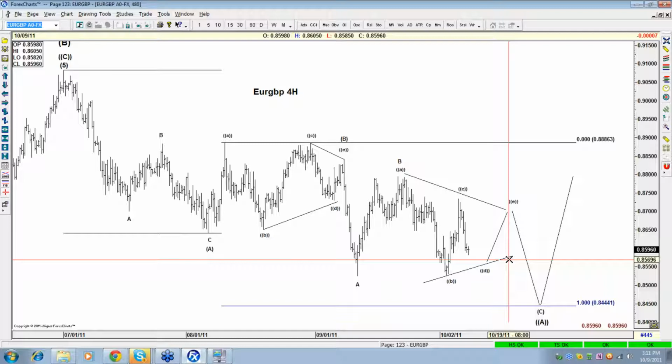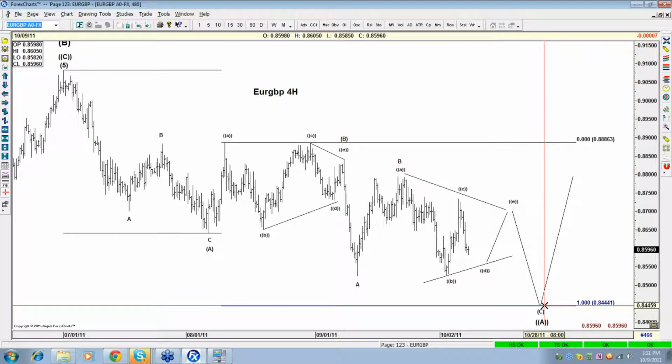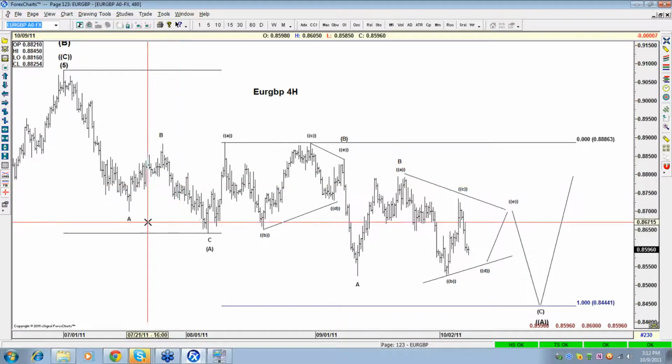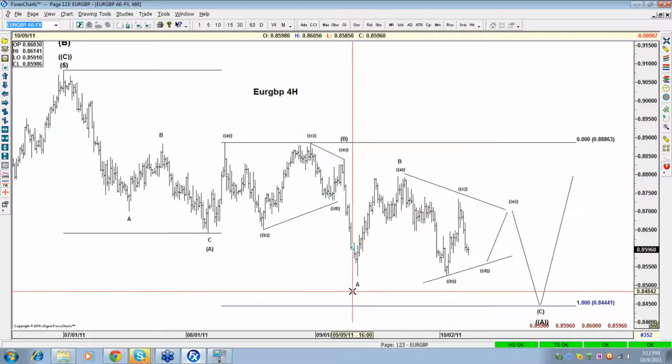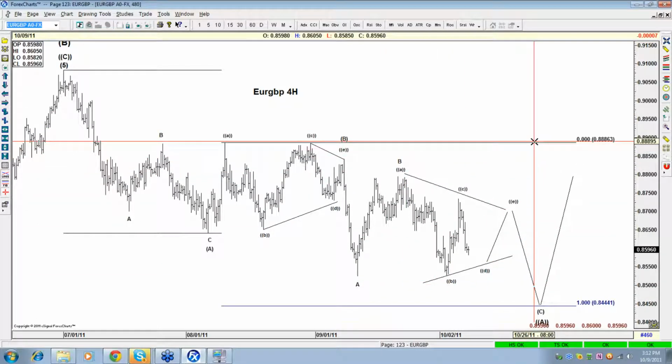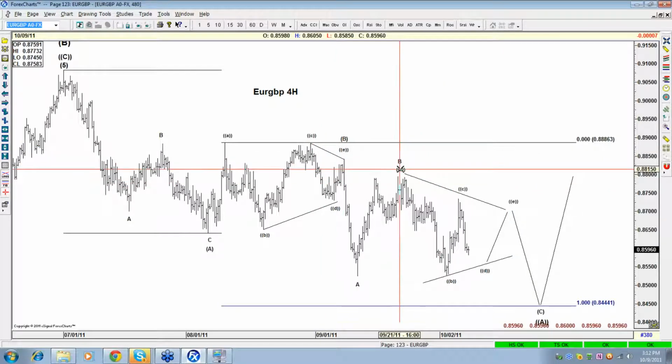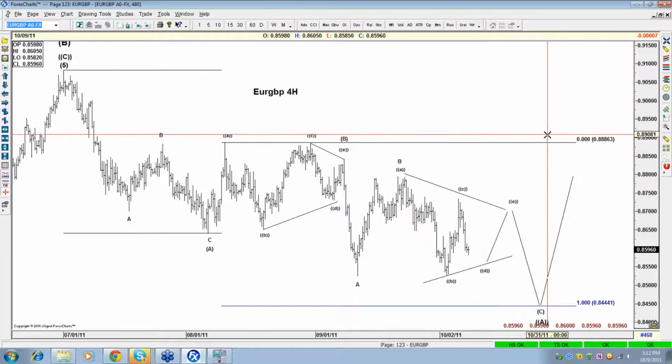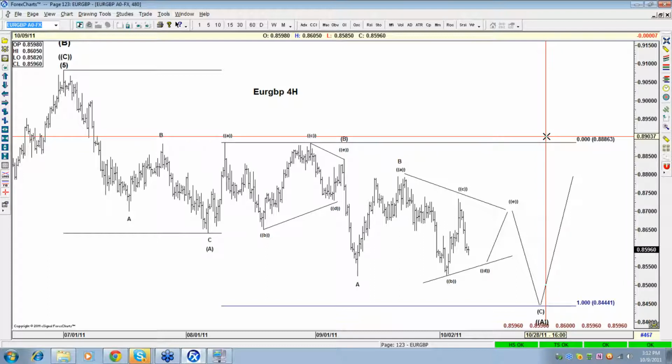It's amazing, this pair. Now, it can be doing this, or this pair can be doing A, B, C right here, and then A, B, and going higher to around 88 in a C wave. And who says no? And then this is a triangle B, and higher to 88. That's how this pair is these days. Very tricky. But I mean, you can call it both ways, either bullish or bearish. That's what I can say.